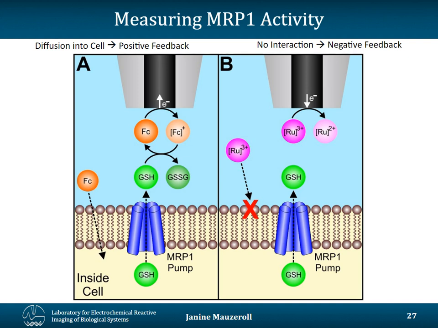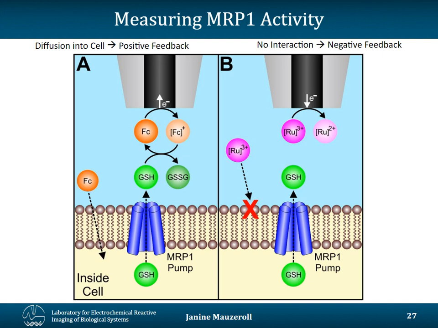And then what we did is we used 2 redox mediators to acquire images. On the left-hand side in panel A, the orange ball is ferrocene methanol, which once oxidized to the ferrocenium ion can react with glutathione, which is the green ball that's being exported out of this transmembrane pump. And so here you're going to have an SECM response that depends on the functional activity of that MRP1 pump.